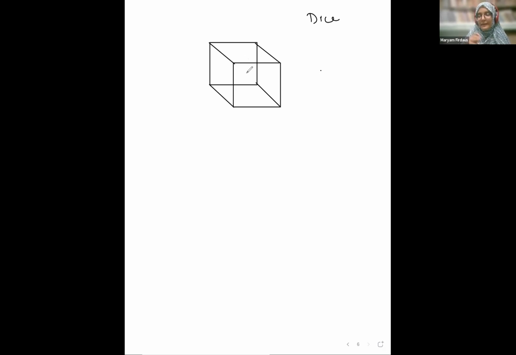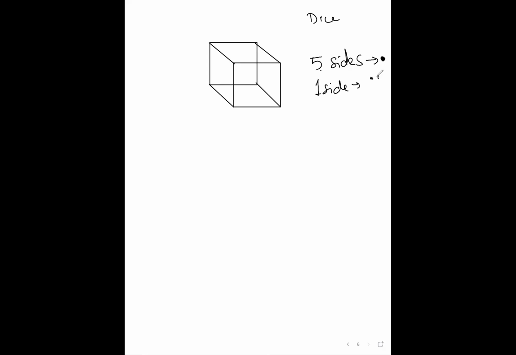Let's say I make a die out of a cube. Okay, I have made it myself. And the thing is, on 5 sides of the die, there is the number 1. There's only one dot, the number 1, on 5 sides. And only on one side, there is the number 6. Have you ever played Ludo? Okay.